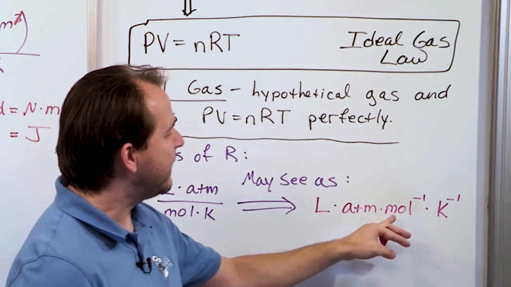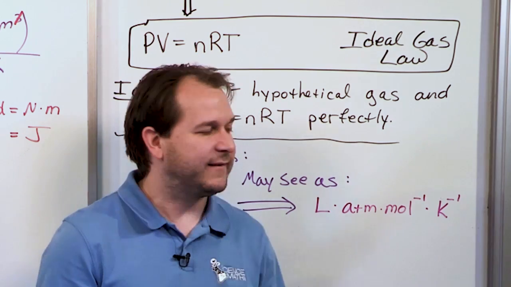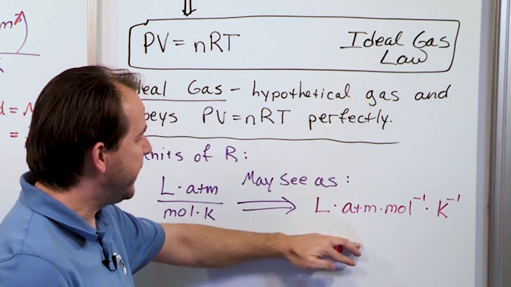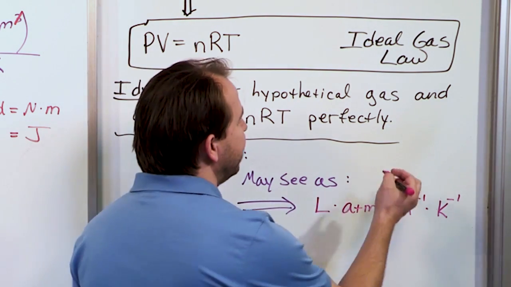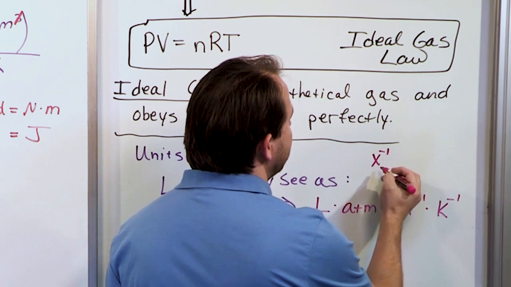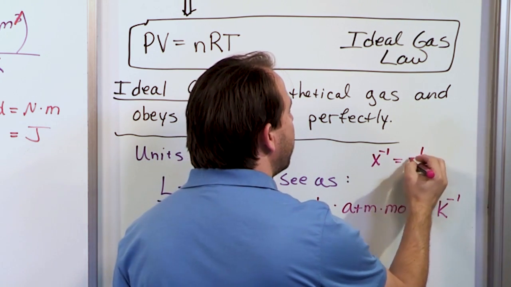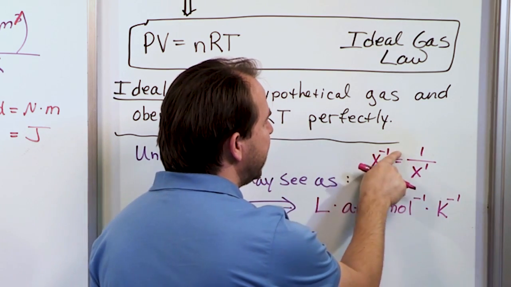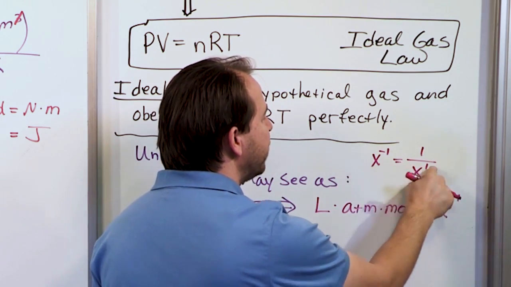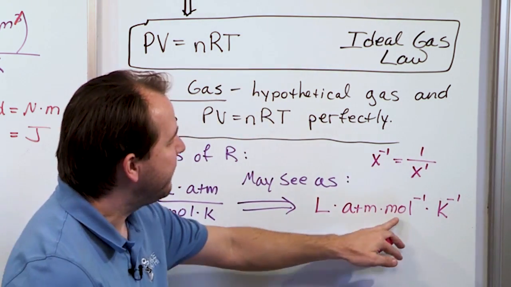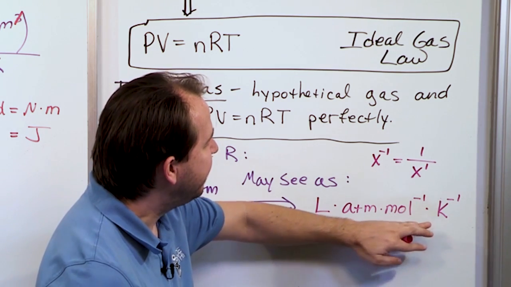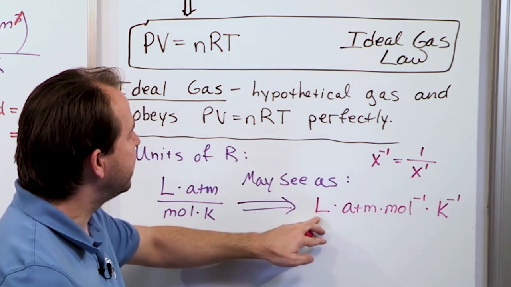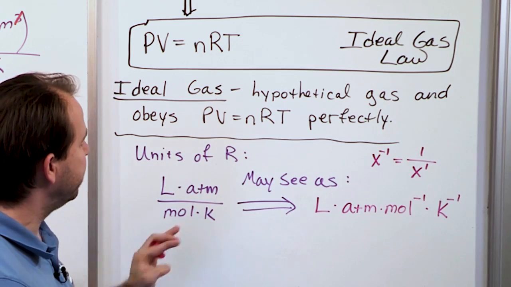Remember from algebra, anytime you have a -1, it's like moving this thing to the denominator. For instance, you might have x to the -1 power. That is exactly the same thing as 1 over x to the 1 power. When you have a negative exponent, it just means you move it to the denominator with the same power. So by having mole to the -1, it's the same thing as saying that moles is in the denominator with the power of 1, which it is.